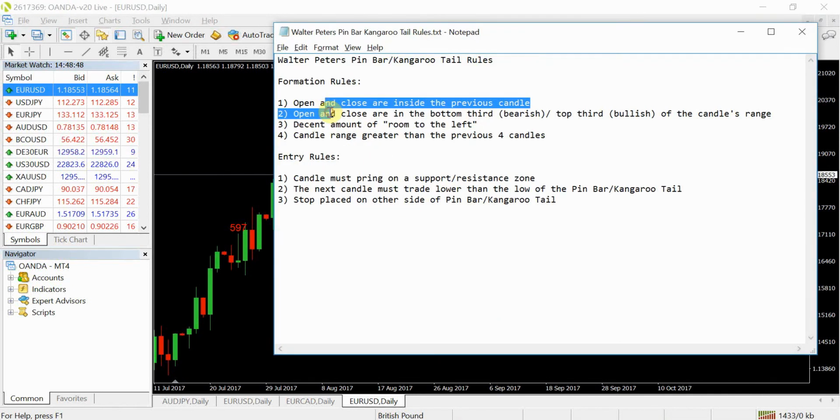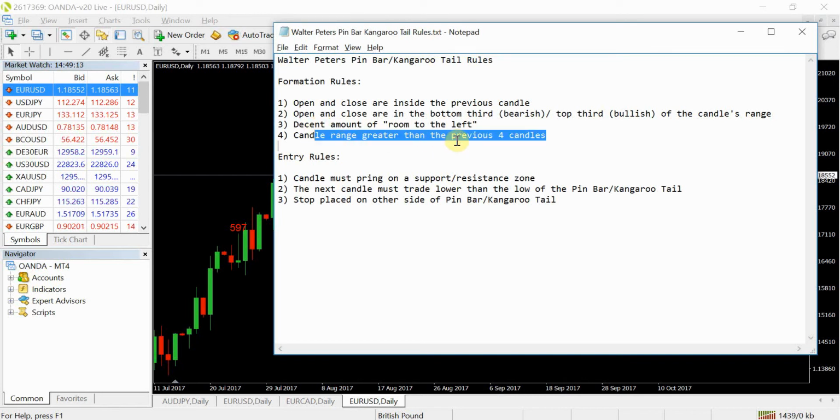Again, the first 2 are hardwired. These 2 you can add some flexibility to and create your own rules around. Walter doesn't talk about a number of bars. He just talks about a lot of room to the left. So visually you can see that price hasn't been there for a while. That's enough indication. I've tried to put some rules around it to say number of bars. And this one, 4, again, you can change that. You can make it higher or lower depending on your needs, on how many signals you want to produce.